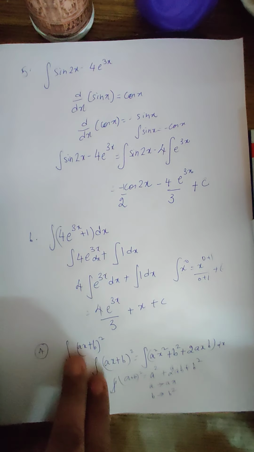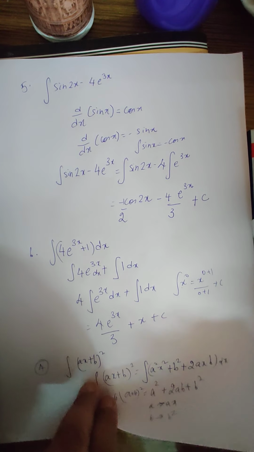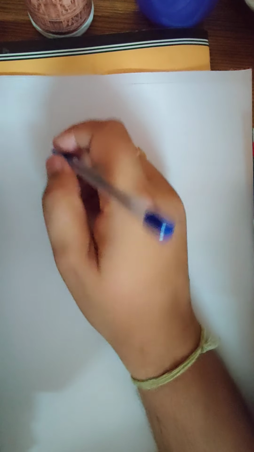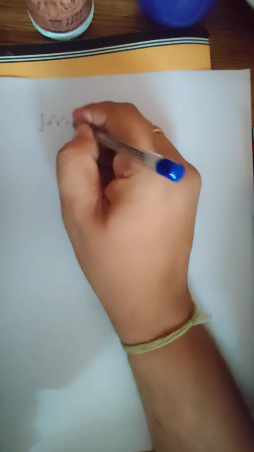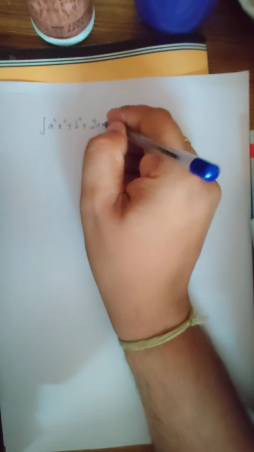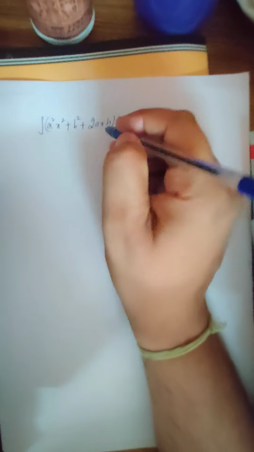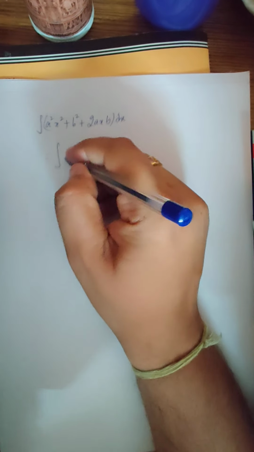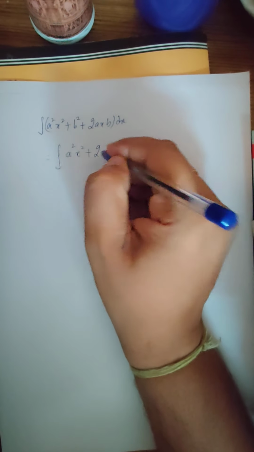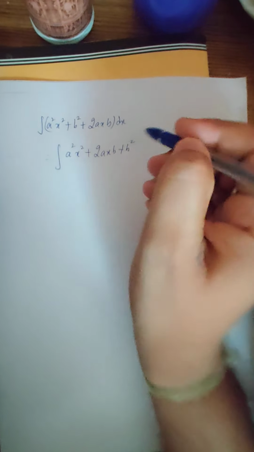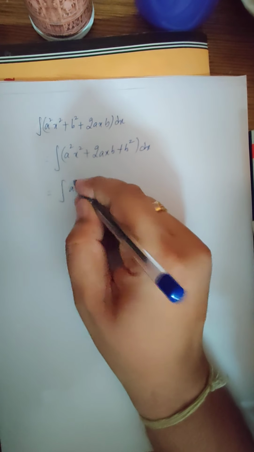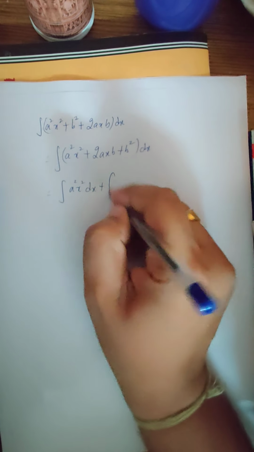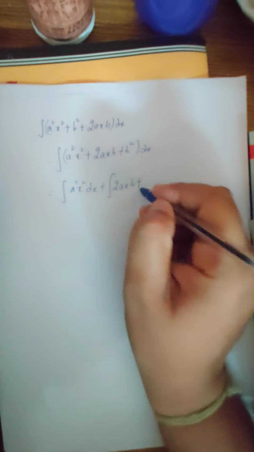Now for the fourth problem, I'll write it once again: integration of a square x square plus b square plus 2axb dx. Just rearranging the terms, I can write this as a square x square plus 2axb plus b square dx. So this will be integration of a square x square dx plus integration of 2axb dx plus integration of b square dx.